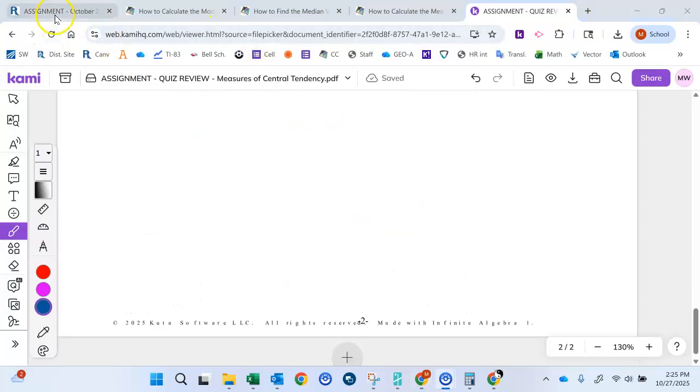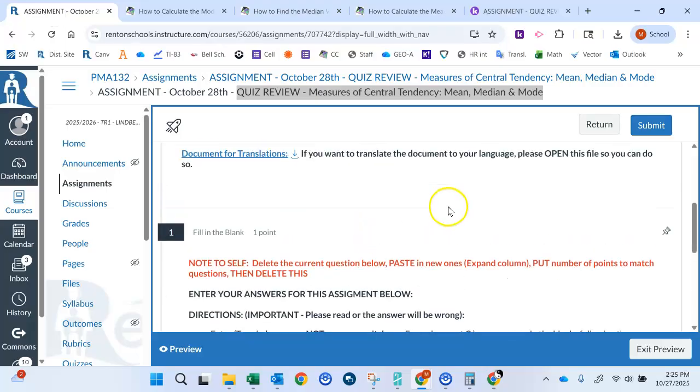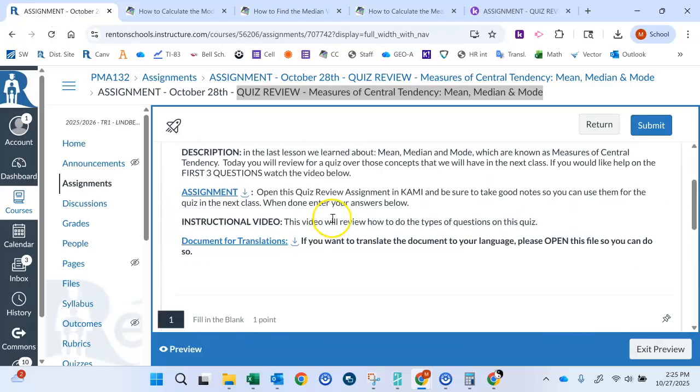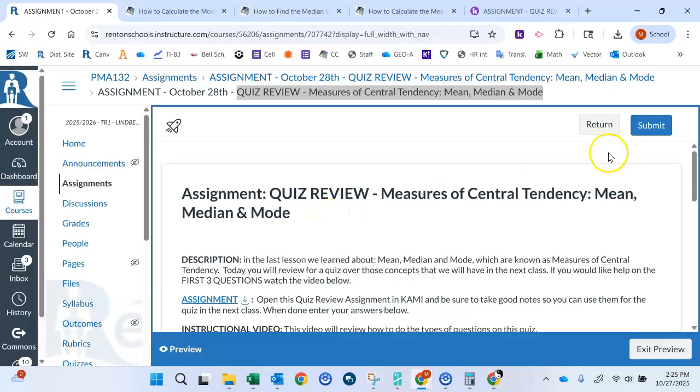And then when you're done, you're going to come back and put your answers into Canvas, okay? You're going to put your answers there, okay? And that's how we do the assignment today.